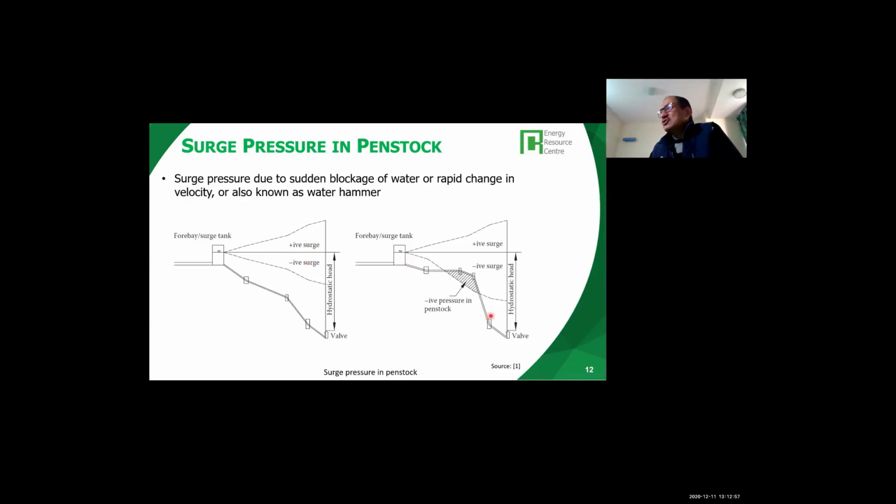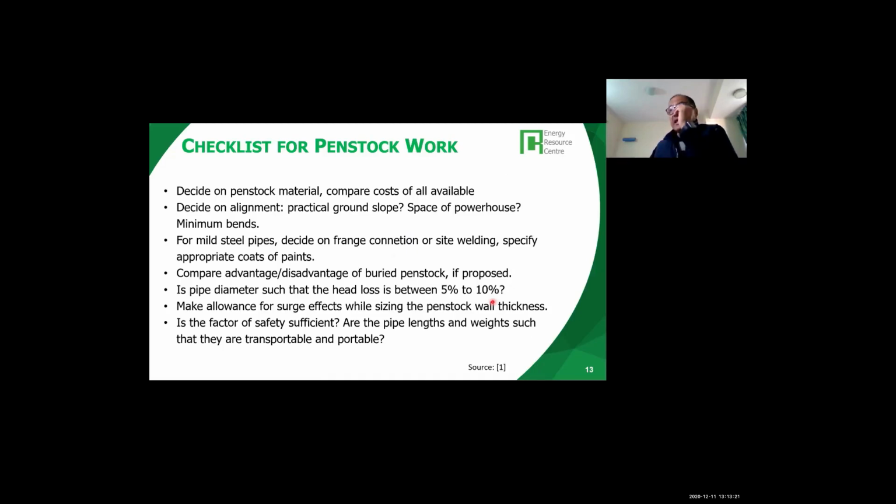So you want to make sure that the positive and negative surge is higher than the head over here. Because if you have the hydraulic head above this negative surge, then you can have a negative pressure on the penstock, which would have problems of stability. Okay, so when you do the penstock design work, these are the checklists that you follow.